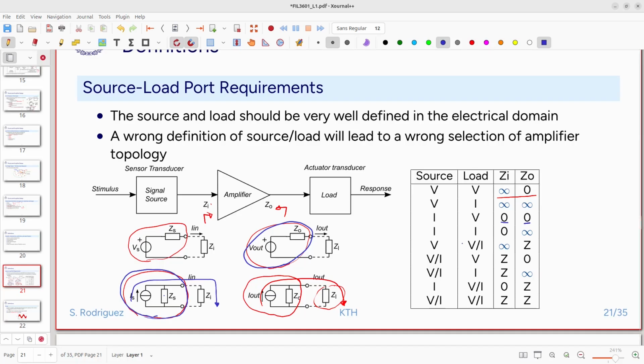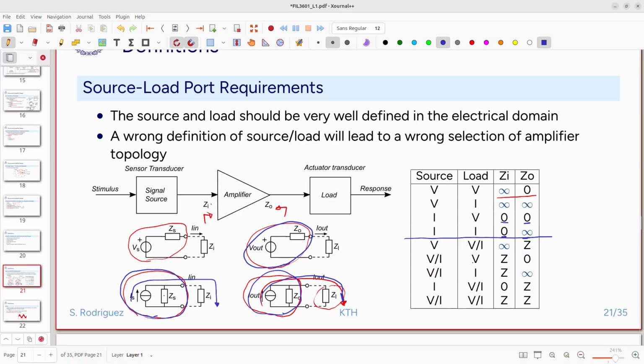And then we have current at the input and current at the output. Input impedance will be zero and output impedance will be very, very high, because the output impedance will be like this, trying to send all the current towards the load. Now those are the basic topologies.